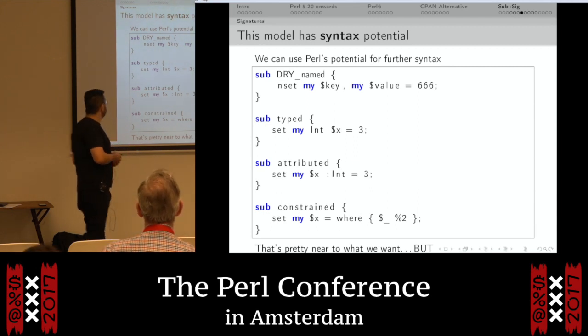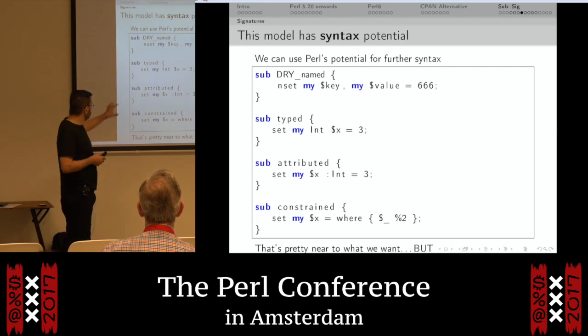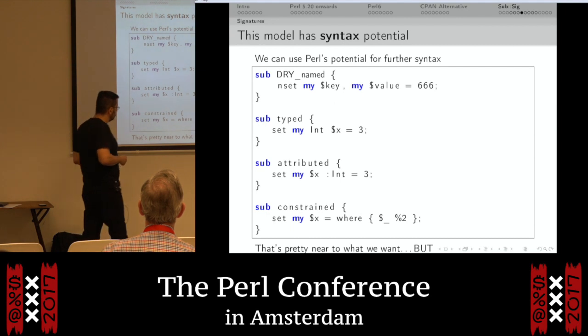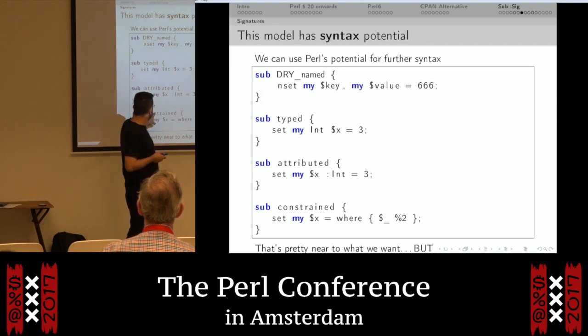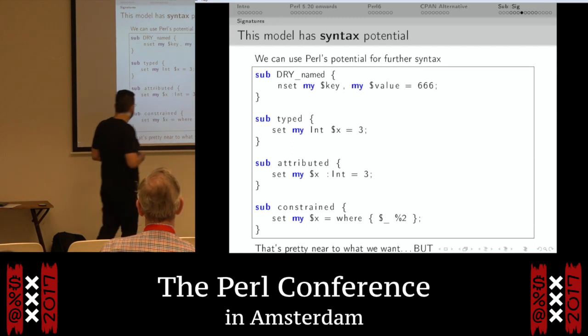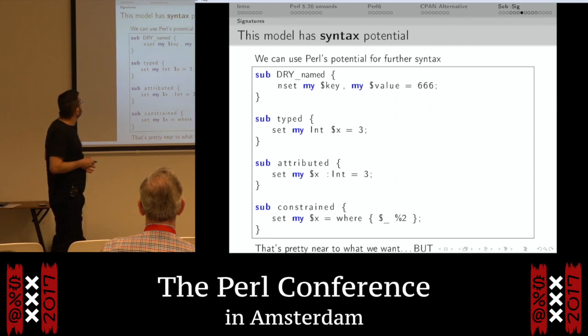Then we have attributes, which could be used to extend the syntax. And we could even pass constraints. We could have a function called where. I'm not sure at the moment if there's already a built-in where, which could block this, then I have to name it otherwise. And we could put a block into it as a constraint, and then where, of course, has to return some kind of a blessed argument so that subsig knows this is a where clause and not a normal default value. That's pretty near to what we want.